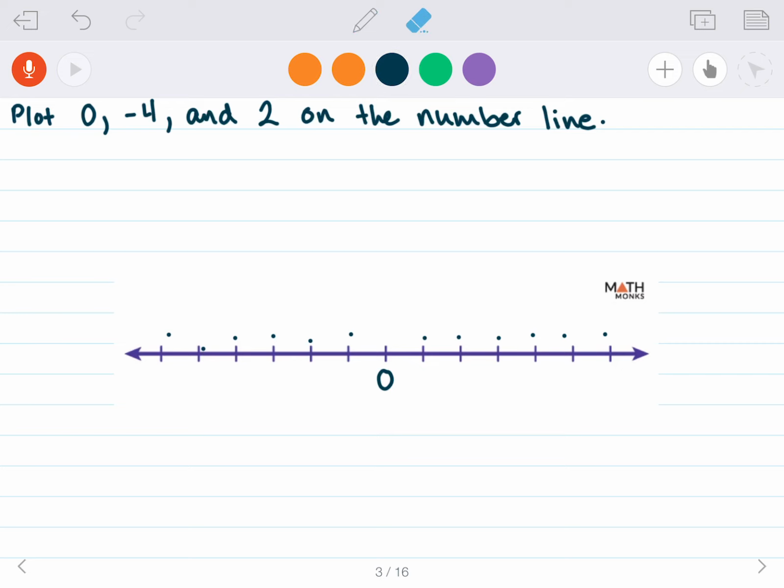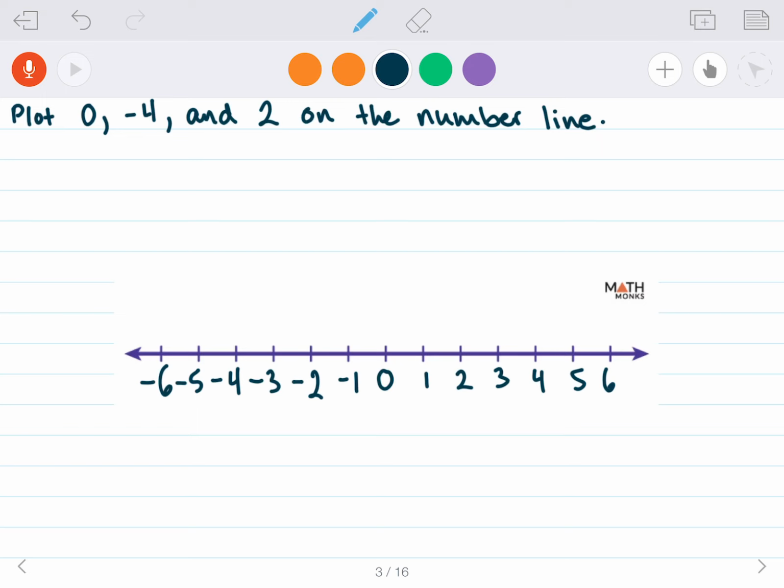So 0 is exactly in the middle, and we can list our positive numbers to the right of 0, increasing. So the next counting number after 0 is 1, followed by 2, 3, 4, 5, and 6, and that's all that fits here. And then to the left, -1, and then -2 is even smaller, taking $2 away. Taking $3 away is even smaller than that, taking 4 away, taking 5 away, and taking 6 away.